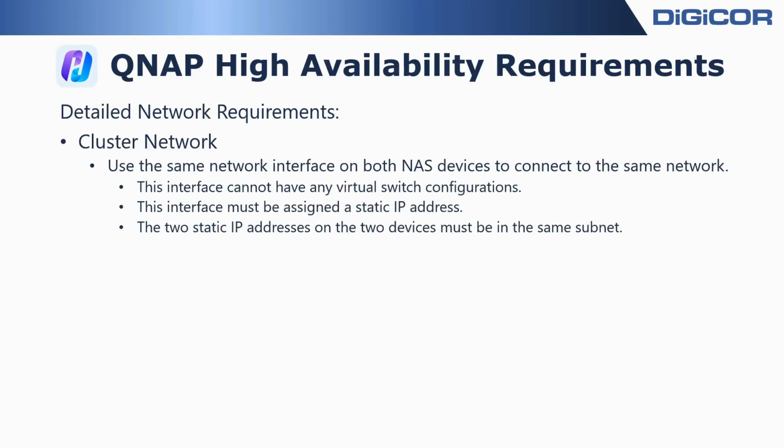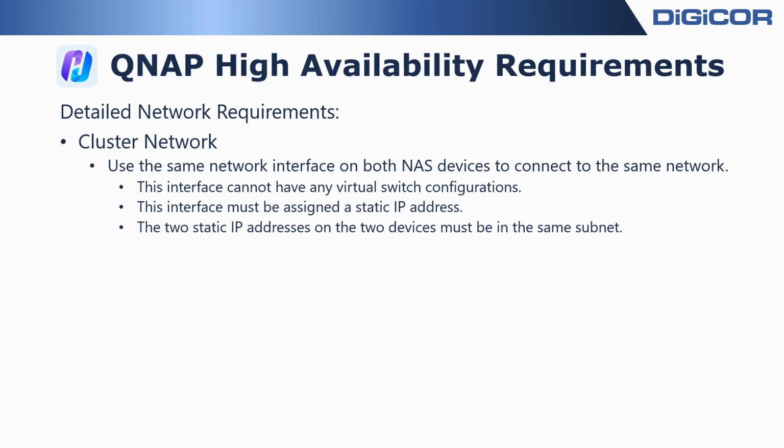From a networking standpoint, there are two networks that will be configured during a high availability. The first is the cluster network. This is the network that's used for client access. So if you have servers or clients accessing a NAS share, the NAS devices need to be using the same network interface on both devices. So if you're using the first port or port 1, they need to be the same on both NAS devices.